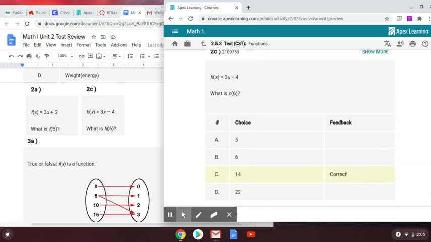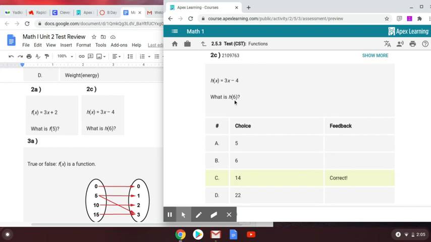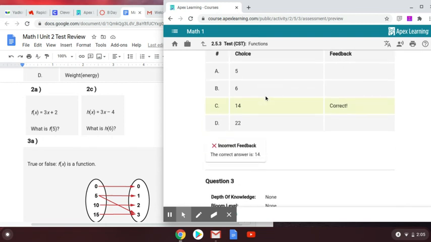The next one you have on your review is 2C. What is h of 6? In other words, just plug in 6 for the x. 3 times 6 is 18 minus 4 is 14.